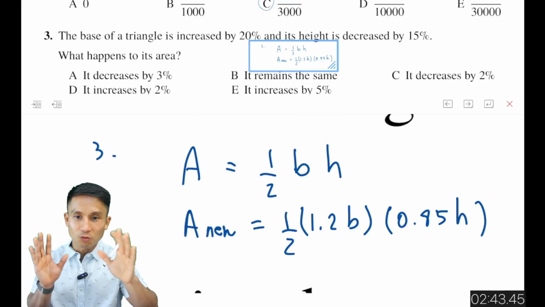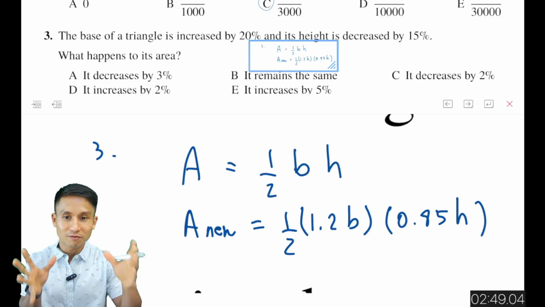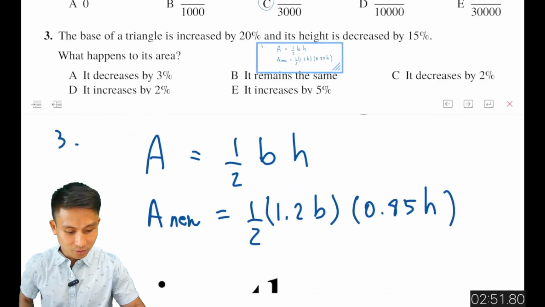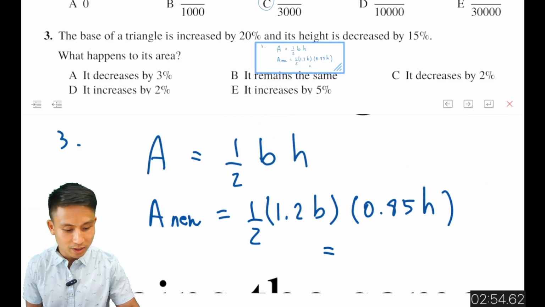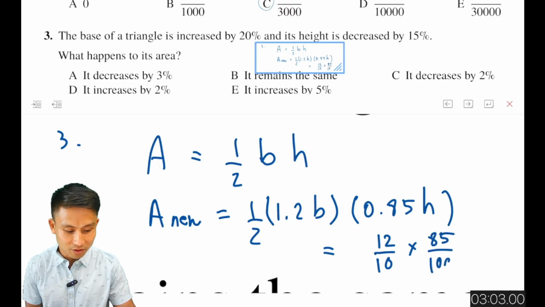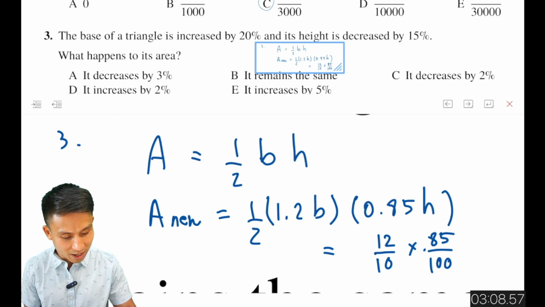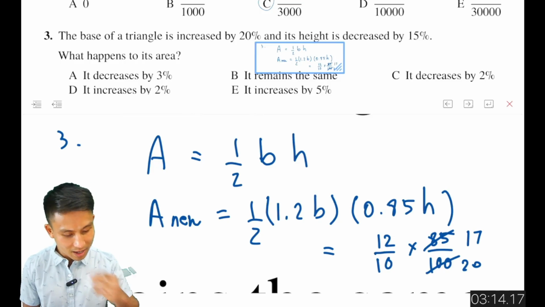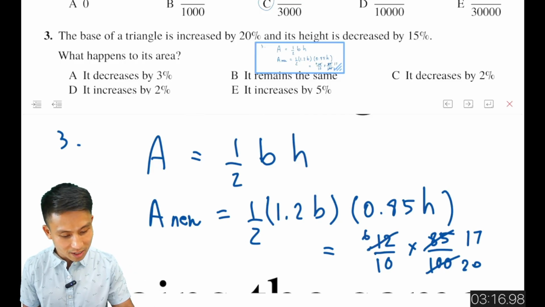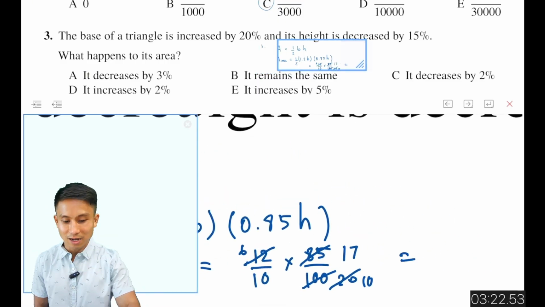So if we multiply the 1.2 and the 0.85, we're going to get a new factor to multiply the 1/2 BH. So let's see what we got here. I multiply 12 over 10, that's 1.2, times 85 over 100. And then I'm going to try to simplify these fractions using cancellation. If I cancel 5, I get 20 here, and that's 17. And then I can cancel 2 here, I get 6, and 2 there, I get 10. Well, that's basically just 6 times 17.